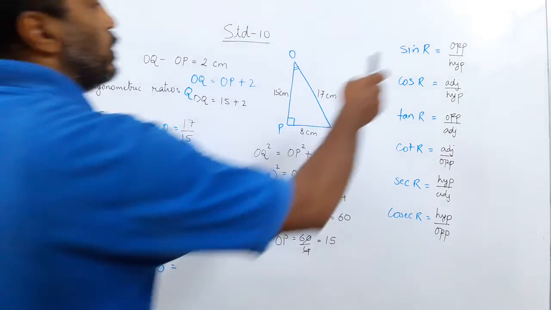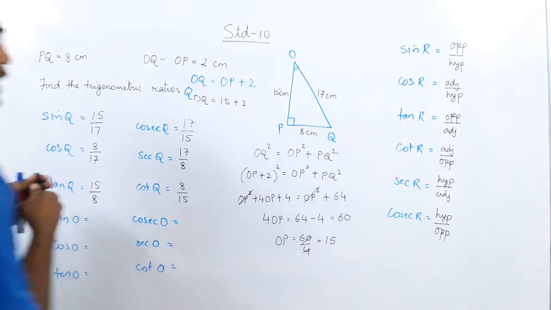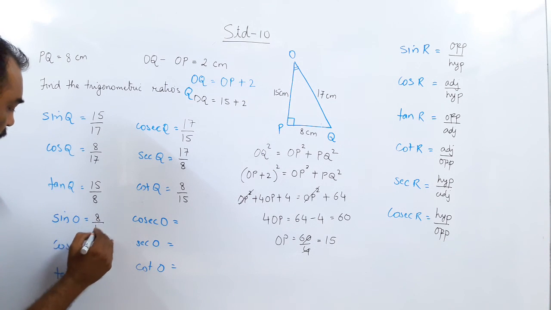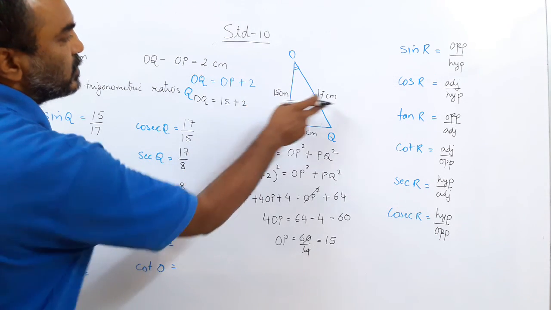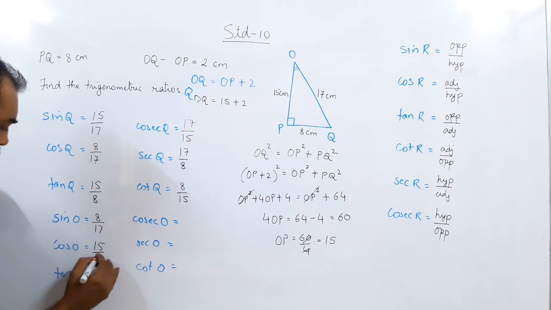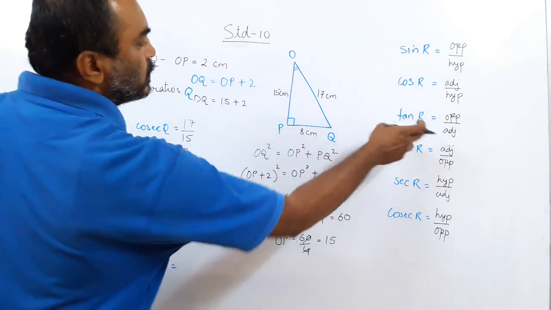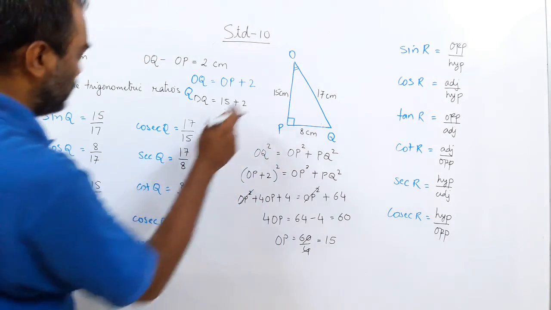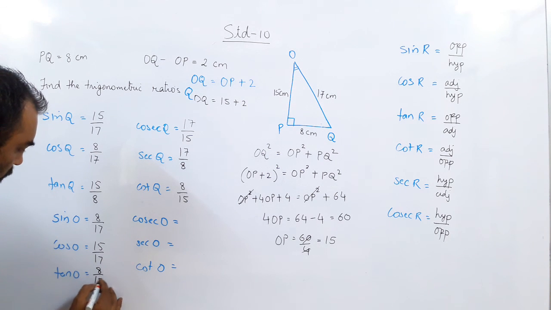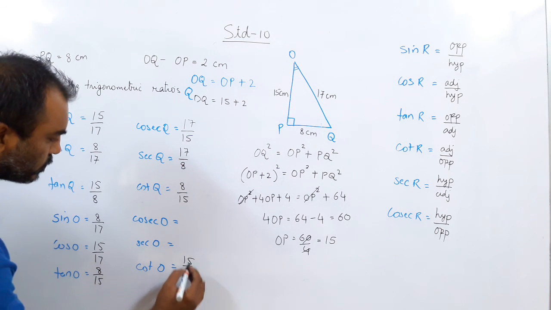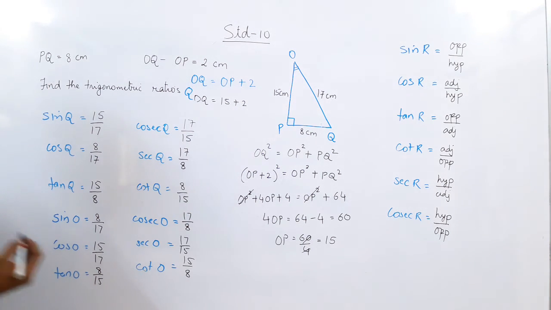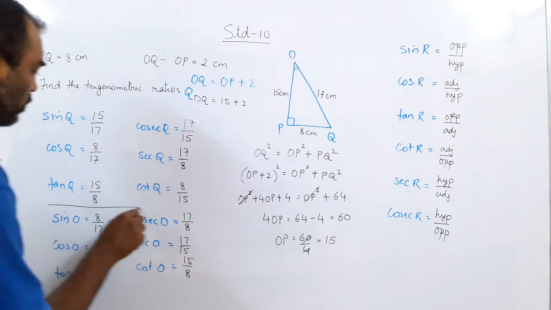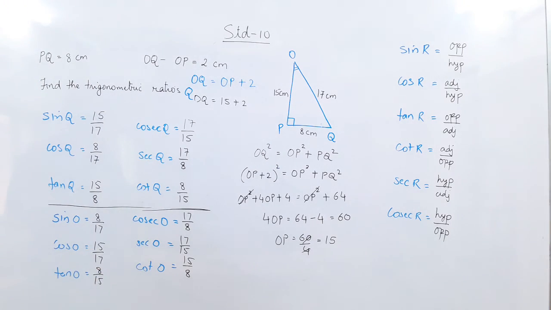So sin is again opposite upon hypotenuse. Opposite here is 8, so this becomes 8 upon 17. Cos O, adjacent upon hypotenuse, is 15 upon 17. Tan O, opposite upon adjacent: opposite is 8, adjacent 15, so 8 upon 15. So cot will be 15 upon 8. Sec will be 17 upon 15, and cosec will be 17 upon 8. So we have found both of them, for Q also and O also.